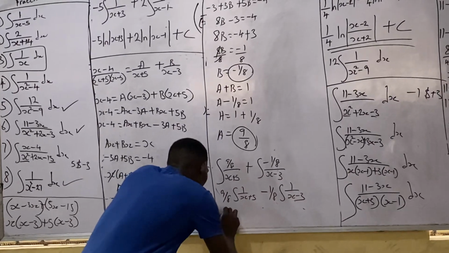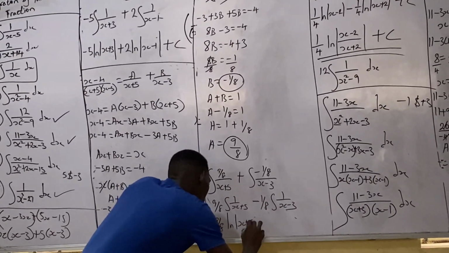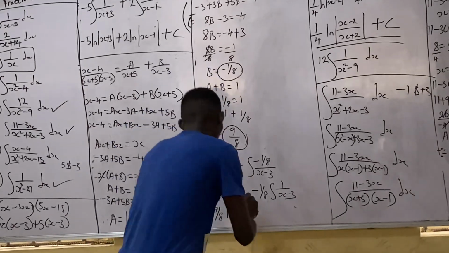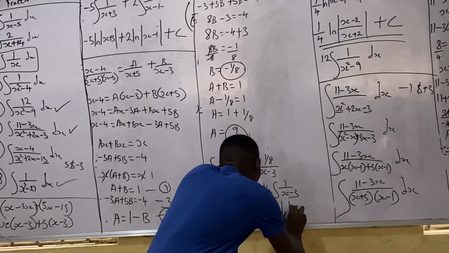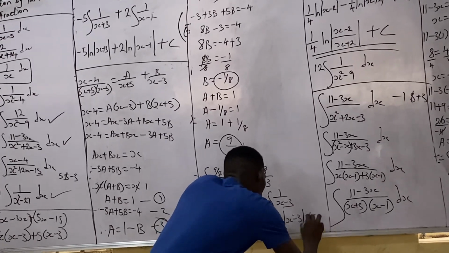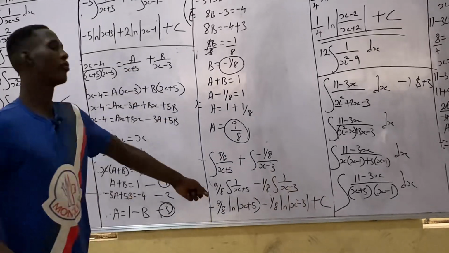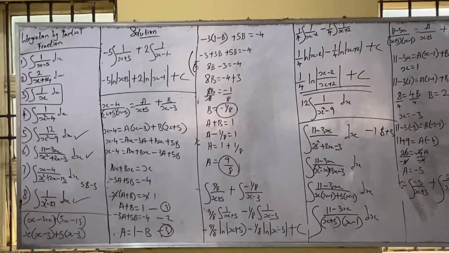So this is 9 over 8 ln(x plus 5) minus 1 over 8 ln(x minus 3) plus our constant here. So this is our final answer. And this is where I will be stopping for today.